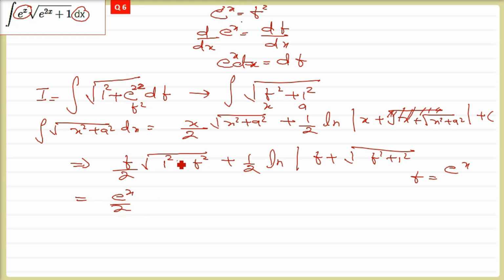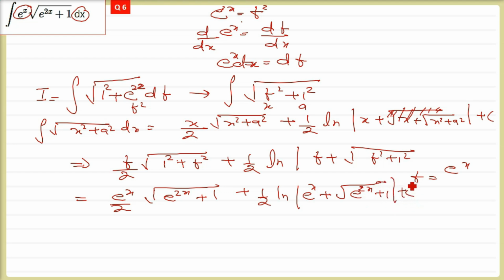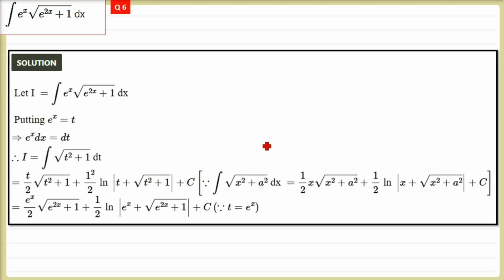So now replacing t by e raised to x, it will be e raised to x by 2 under root e raised to 2x plus 1, plus half ln, log base e modulus e raised to x plus under root same content, e raised to 2x plus 1, and plus a constant of integration. This is your final result. And for the reference, I'm showing it to you.